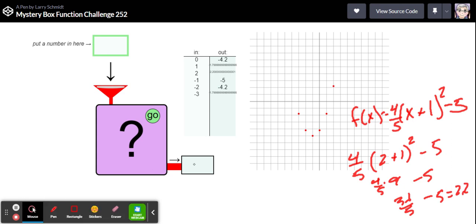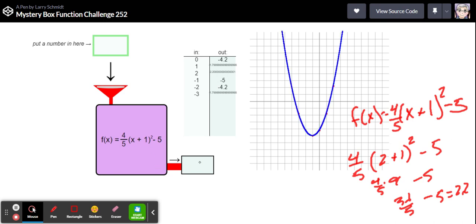Let's go ahead and take a look at this one. Yeah, there it is, 4/5 times x plus 1 quantity squared minus 5, and we can graph that as well. There's that beautiful parabola.